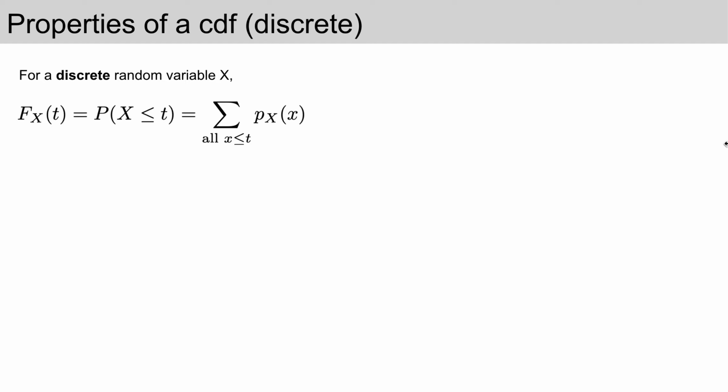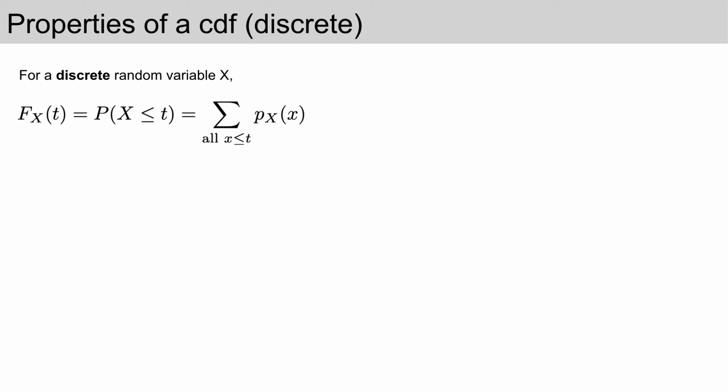In conclusion, the CDF for any discrete random variable x, big F of x of t, is defined as the probability that x is less than or equal to t. And since x is discrete, we can calculate this probability by summing up the PMF, p of x, across all x values that fall at or below t.